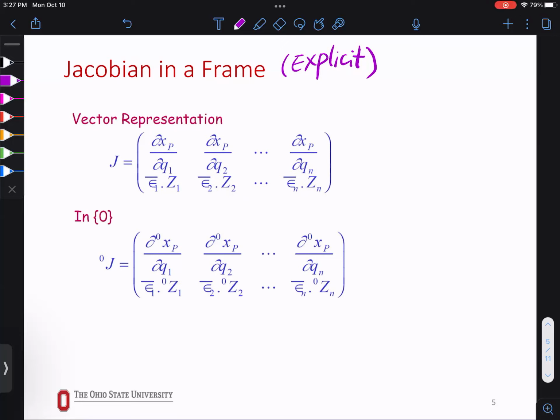So partial of p, the position of the end effector, with respect to q1, the first joint. So you look for the first variable and take the partial with respect to that, and then you move on. Right? So how many items do you have in the position?